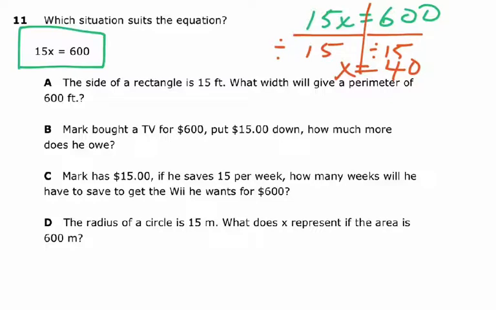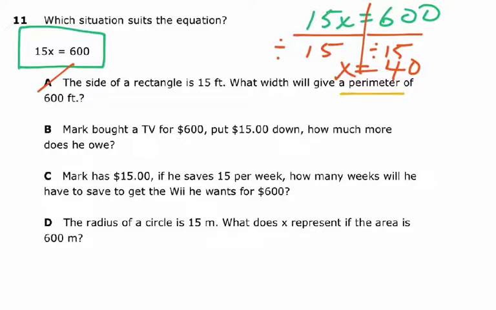A says the side of a rectangle is 15 feet. What width will give the perimeter of 600 feet? Well, one thing I don't like about this is we're solving for perimeter. The way you get perimeter is typically by adding up all of the sides to get 600. I know in a rectangle, if one side was 40, then two sides are 40, which would be 80. And then you add 15 and 15, which is 30. 80 and 30 is 110. That wouldn't work, and you're adding anyway. So A doesn't seem like a real good answer choice for us.